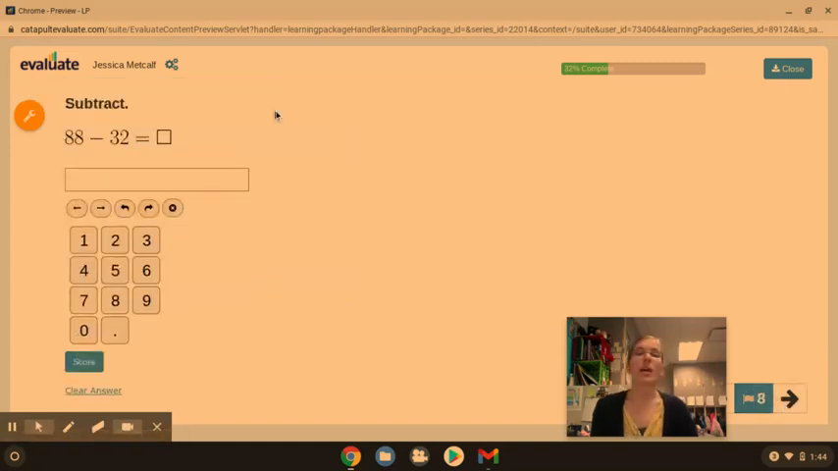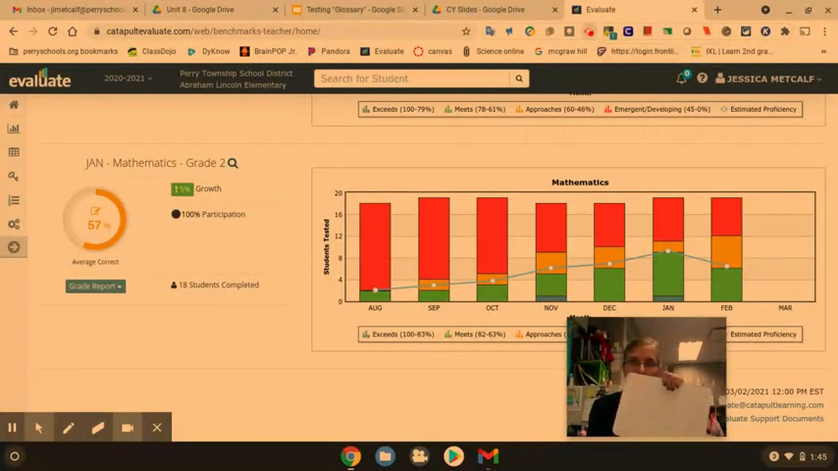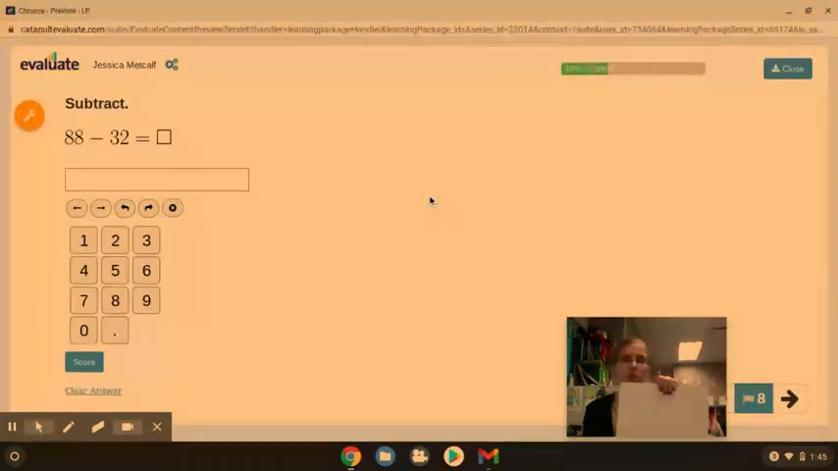The next one, okay, grab your whiteboards. This is a big subtraction problem, but you all can do it because we're going to use base 10 blocks to do it on your paper. So let me go back. We're going to draw 88 base 10 blocks.